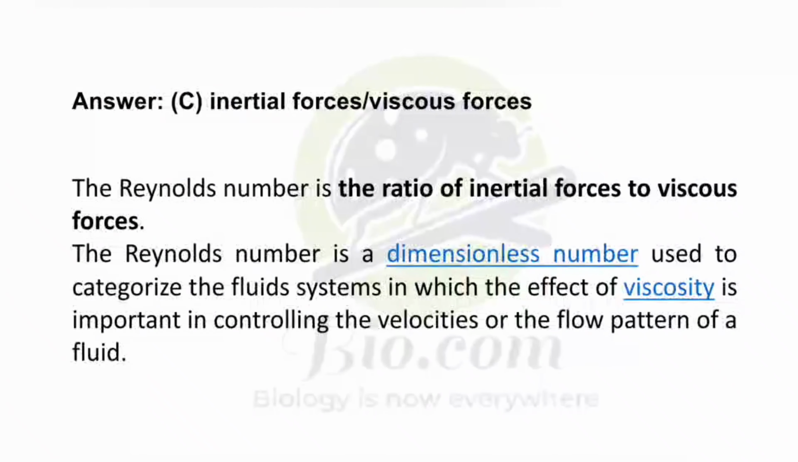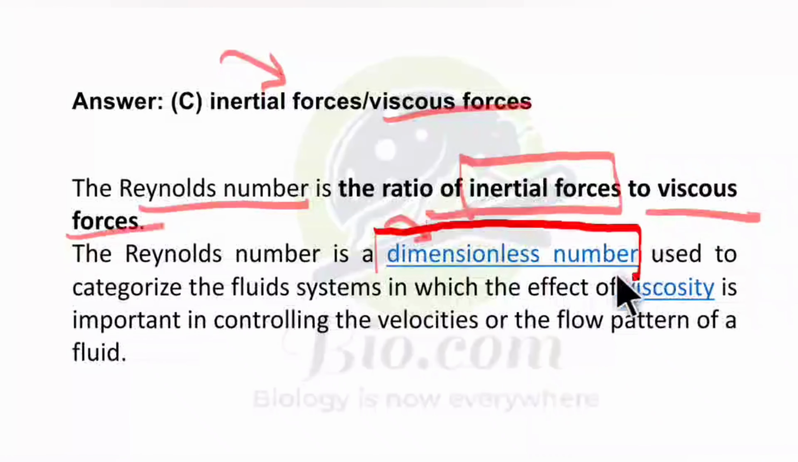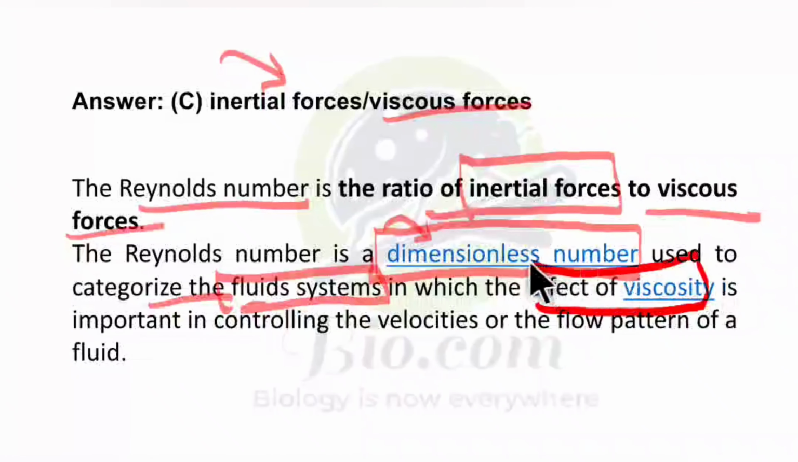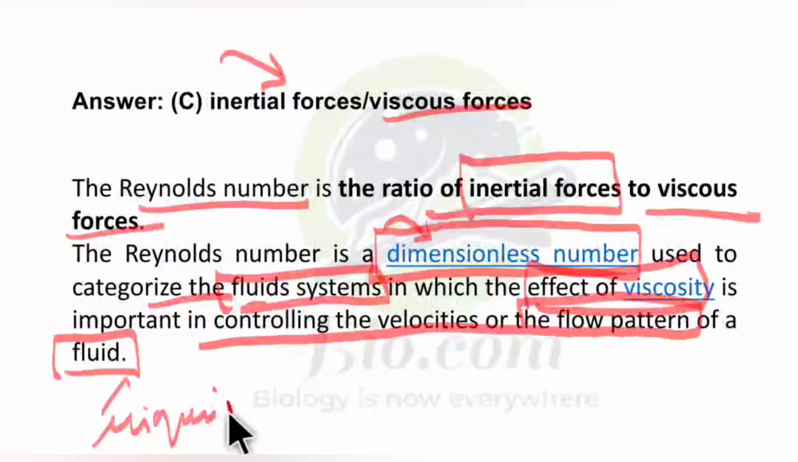The correct option is: Reynolds number refers to the ratio of inertial forces and the viscous forces. So the Reynolds number is the ratio of inertial forces to the viscous forces and it is a dimensionless number. It means अगर ये भी क्वेश्चन पूछता है Reynolds number का unit, so basically it is a dimensionless unit and it is used to categorize the fluid systems in which the effect of viscosity is studied, and Reynolds number shows the effect of viscosity in controlling the velocity of flow of a fluid, that is liquid और गैस.